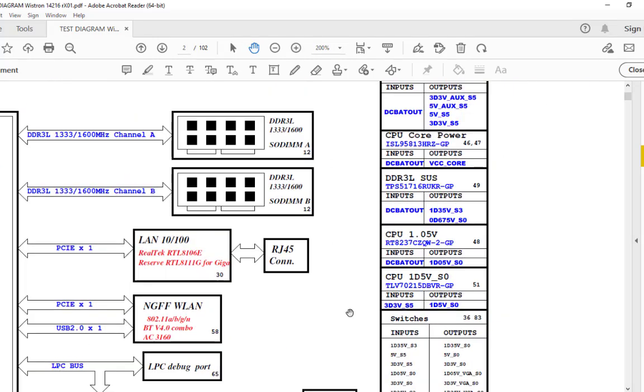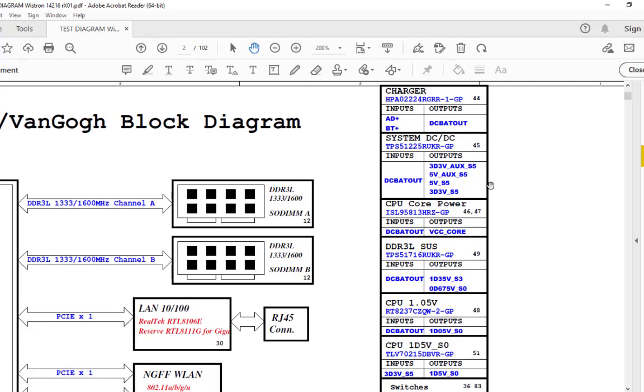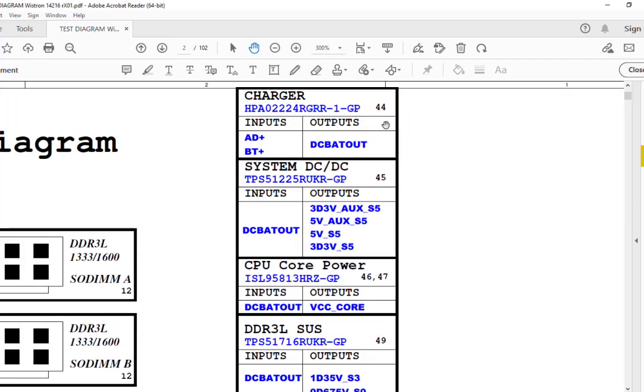Now we'll go to this side. This side is basically the power, where first, here you can see on the page number, it is written the charger. The charger means our A section, that means adapter input and battery charging section, and that is on page number 44, our A section. Okay, and the next is on page number 45. There is a 3.3 volt and 5 volt section. And the IC uses a TPS51225.